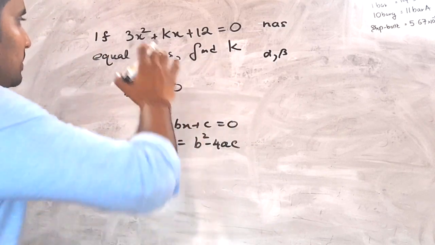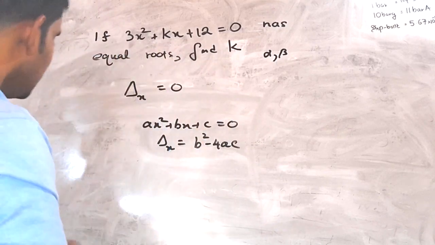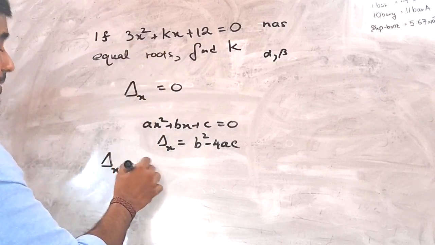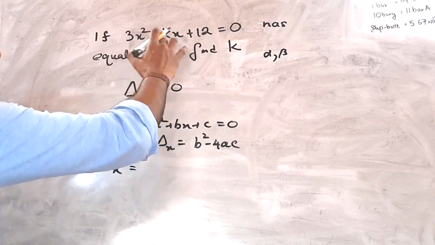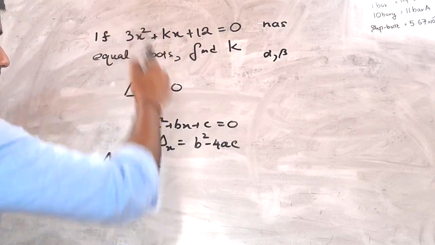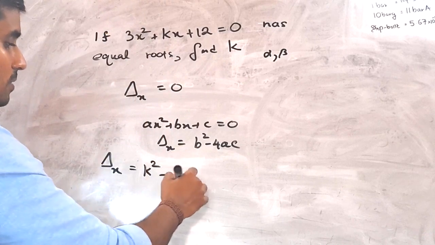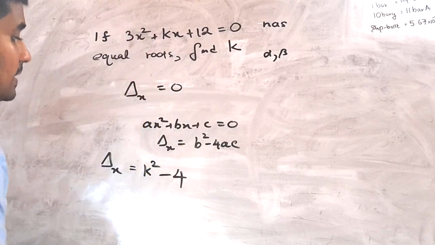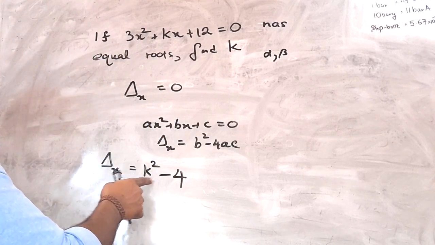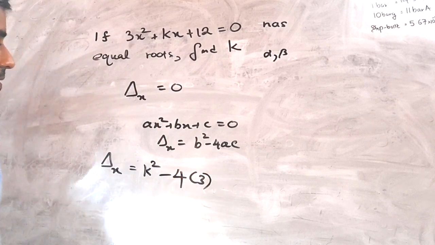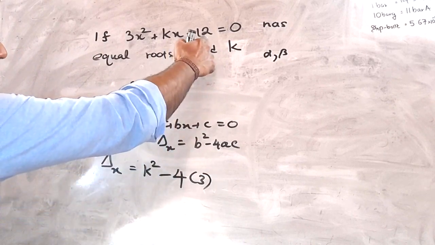So what will be the discriminant of this equation? The discriminant delta of the given equation will be b squared. What is b squared here? Simply k squared, minus 4. What is a? That is the coefficient of the x squared term, which is 3. Then what is c? c must be 12.